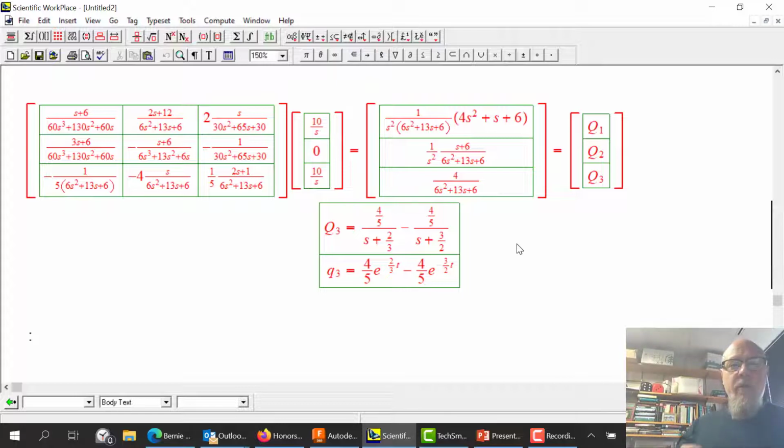You end up with a system of three unknowns, three equations. The three unknowns are the Laplace of Q1, capital Q1, the Laplace of Q2, that's capital Q2, etc. And then you can just systematically solve for one of the capital Q's, and then you just unLaplace to solve it.